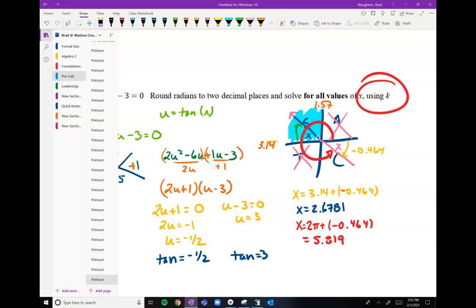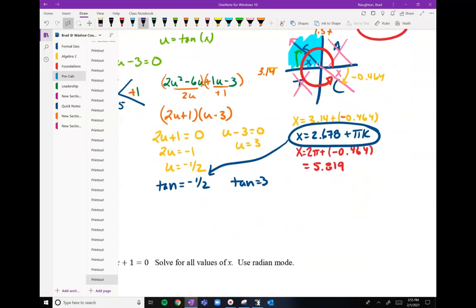Okay? So I don't know why I put my k like that. That's kind of silly. So it's plus pi k. So that's one answer, for this part right here. So let's do the 3 and call it good.